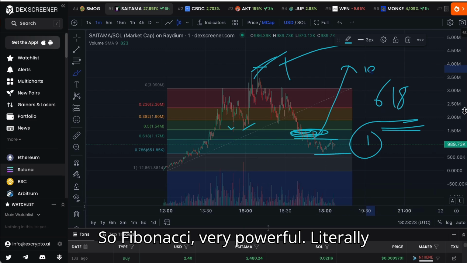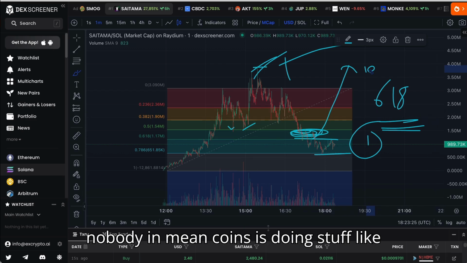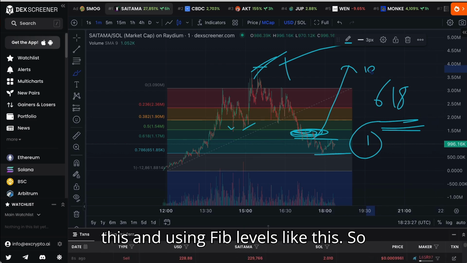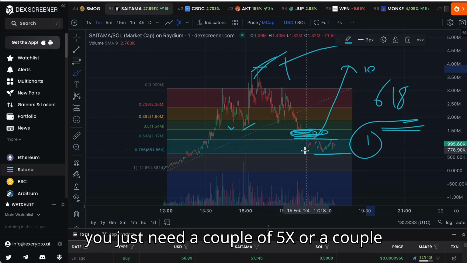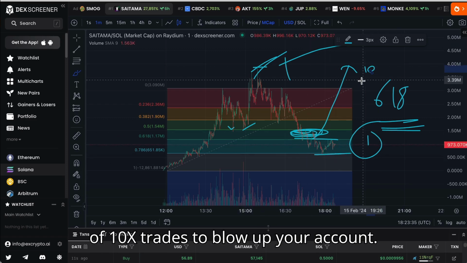So Fibonacci, very powerful. Literally nobody in meme coins is doing stuff like this and using fib levels like this. So you'll be one of the very, very few people who are analyzing to this level, but it makes all the difference because you just need a couple of 5x or a couple of 10x trades to blow up your account.